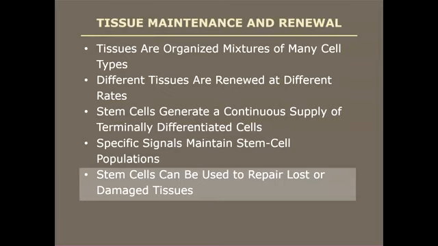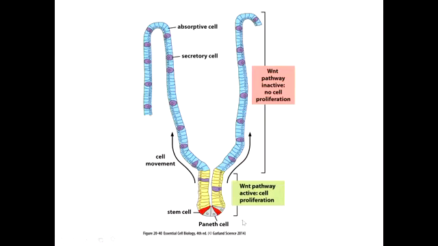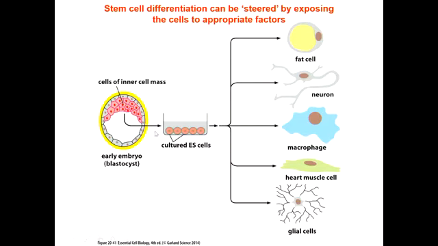Stem cells can be used to repair lost or damaged tissues. So stem cell differentiation can be steered by exposing cells to appropriate factors. This is one example of that in a broad sense, a pathway that keeps cells proliferating or not. Other examples are shown here, that you could take cells from an early embryo that can become different cell types, put them in a dish, embryonic stem cells, and add on different proteins or chemicals that might encourage them to become one cell or another. This is at the heart of stem cell therapy that people are doing research on right now. And we'll talk more about this on Tuesday, the idea that we could use stem cells to try and create cell types and hopefully maybe reintroduce them into the patient at some point.